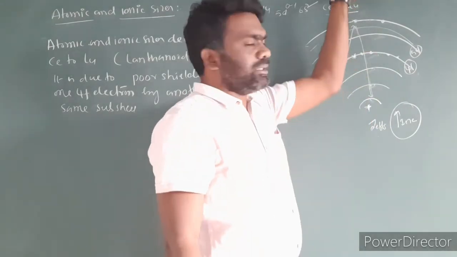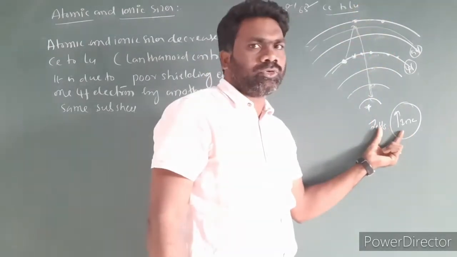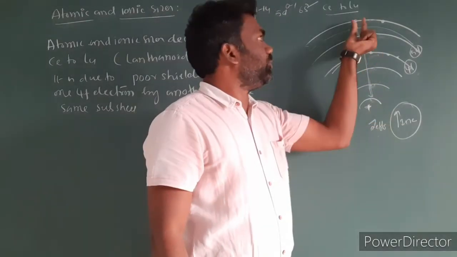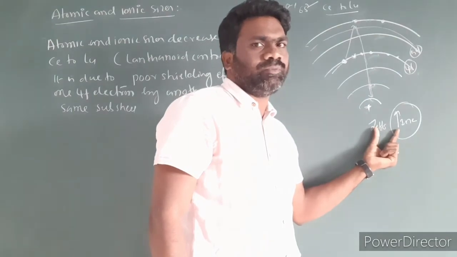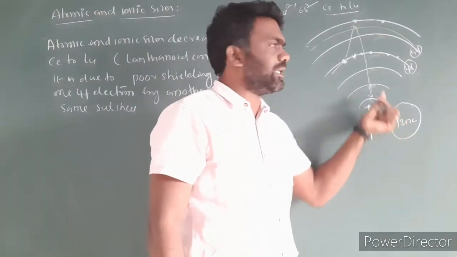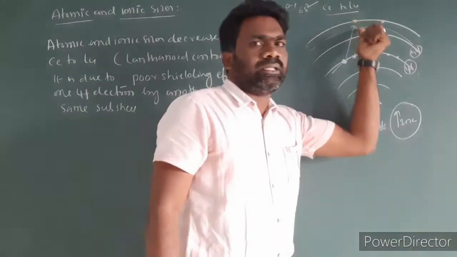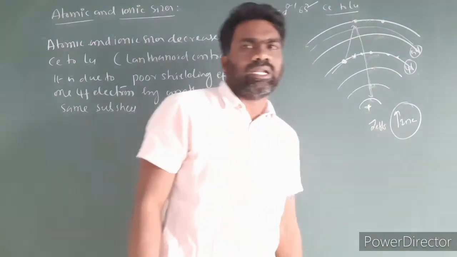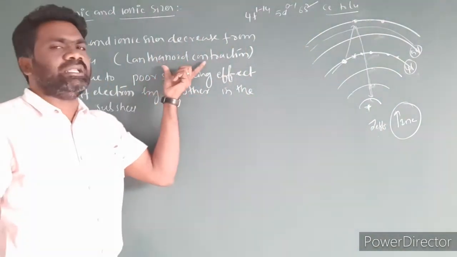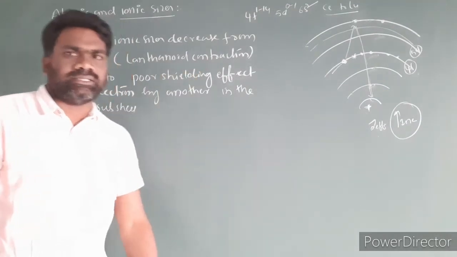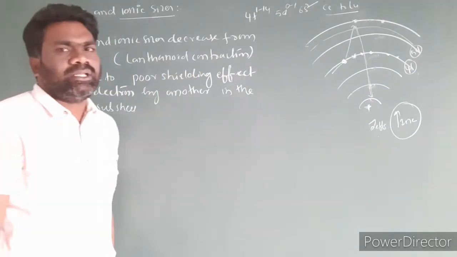As a result, the net force of attraction between the outermost electron and the effective nuclear charge Z is more. So the attractive forces are much greater compared to the repulsions. As a result, the electron comes close towards the nucleus, and the size decreases. This is nothing but lanthanide contraction.